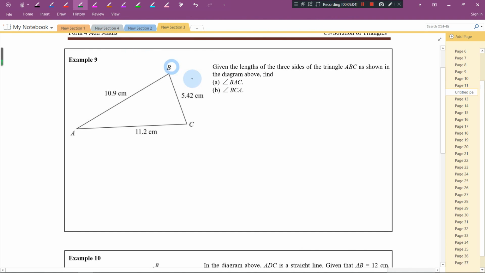Okay, let's try another example. Given the length of 3 sides, okay, now we have the length of 3 sides over here, but we don't have any angle here, so definitely we cannot use the sine rule to help us solve these questions. So find the angle BAC. We want to find this angle BAC.